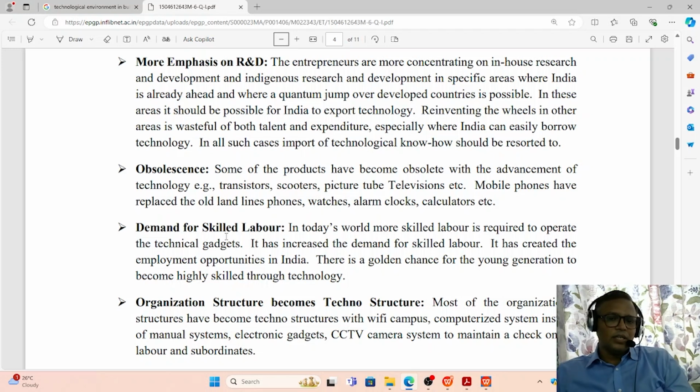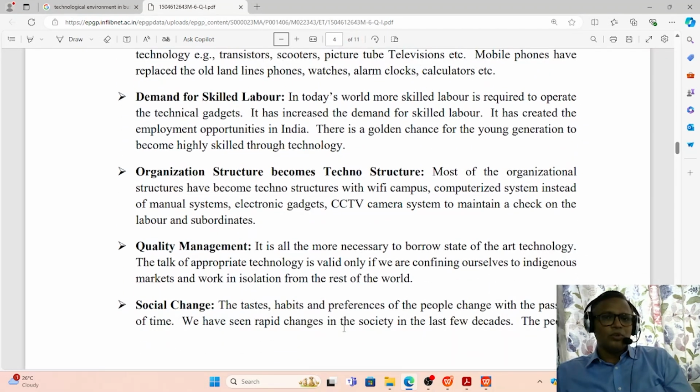The organizational structure becomes a techno-structure. Most organizational structures have become techno-structures with Wi-Fi campuses, computerized systems instead of manual systems, electronic gadgets, and CCTV cameras, a system to maintain a check on the labor and the subordinates.